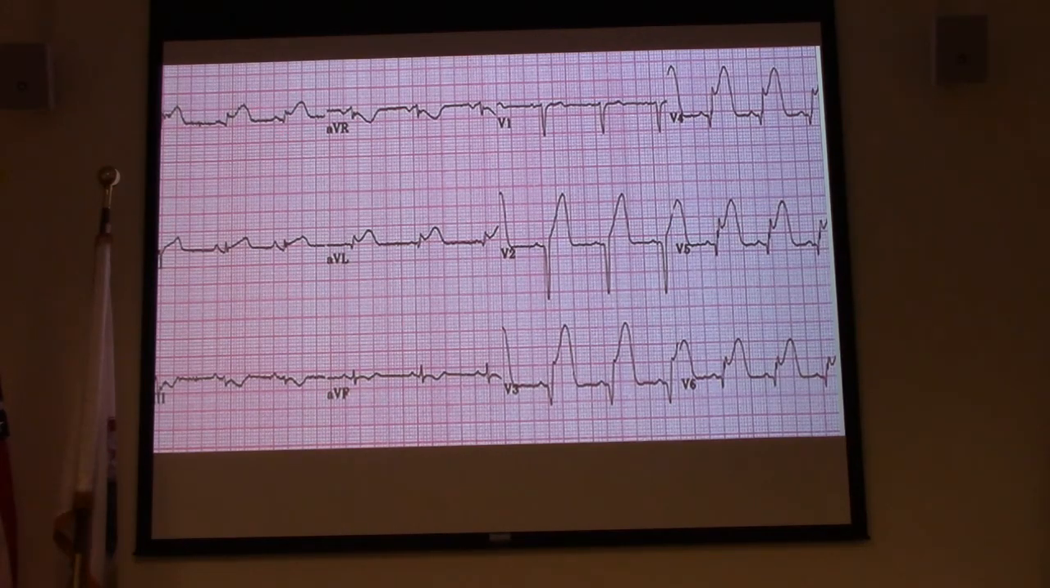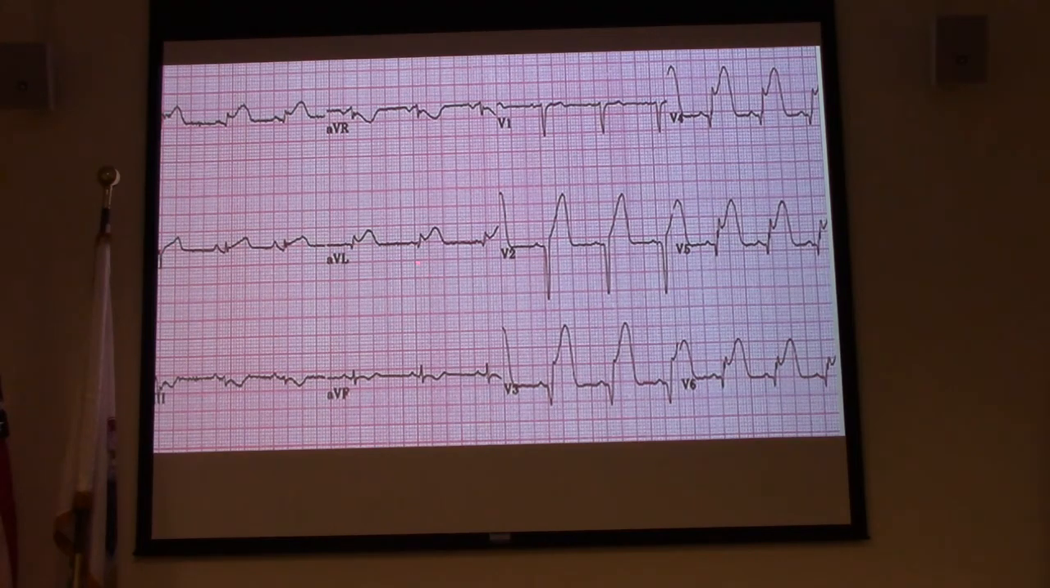Lead 1, we see elevation. 2 is fine. 3, we have an inverted T wave. aVL is elevated. aVF is fine. V1 is fine. V2 elevated, V3, V4, V5, V6, all of those elevated. So, remember, you have to have 2 or more contiguous leads for that wall to be affected. If we look at V1 and V2, only one of them has elevation. So the septal wall at this point in time is not involved.